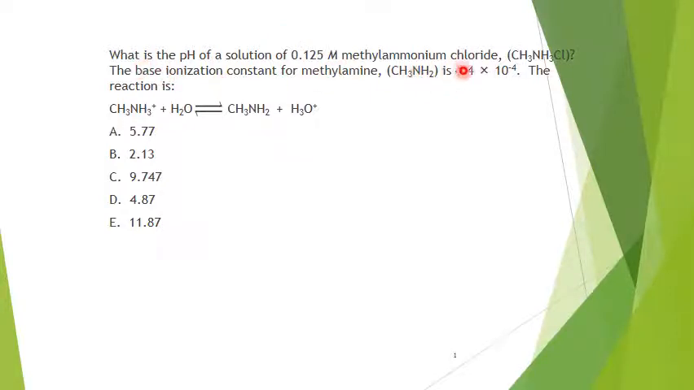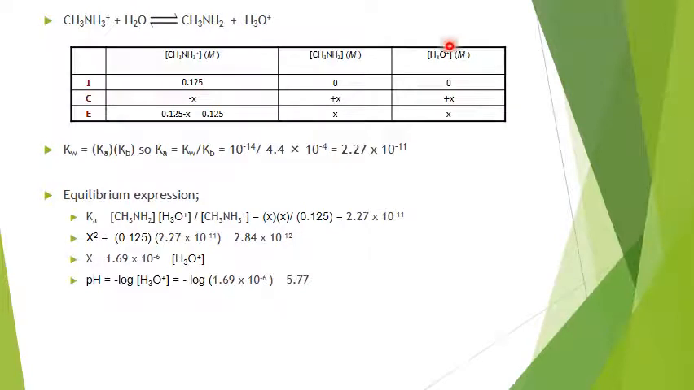So what we're going to do is set up an ICE table. Just like the other problems, you set up the ICE table. Here's your initial concentration, and the direction moves to the right, so you lose your reactant, minus X, and it increases by the same amount because they have a stoichiometry ratio of 1 to 1 to 1 to 1.